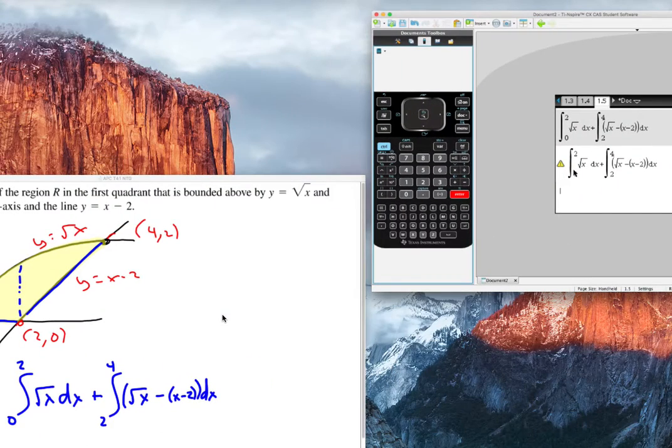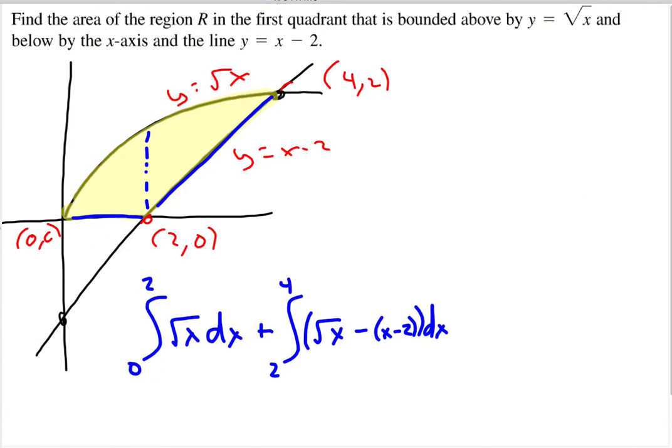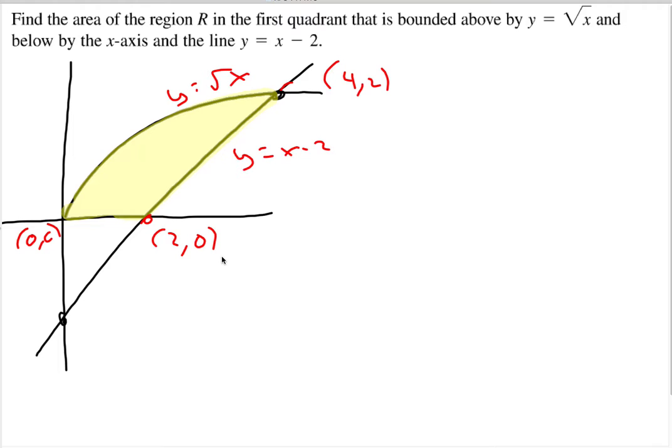Okay? A fourth way to look at it is to take this shape, and instead of looking at it like this with respect to x, we can solve everything for x. So this would be x equals y squared, and this would be x equals y plus 2. Solve it for x, and then we can look at it in terms of y.